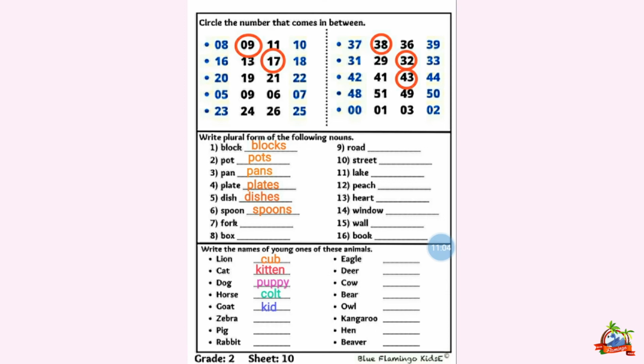Spoon. S P O O N. Spoon. The plural form of spoon will be spoons. S P O O N S. Spoons. Okay, so in this way we have to change these nouns into their plural form. इसी तरीके से हमें इन सारे nouns को इनके plural form में change करना है.